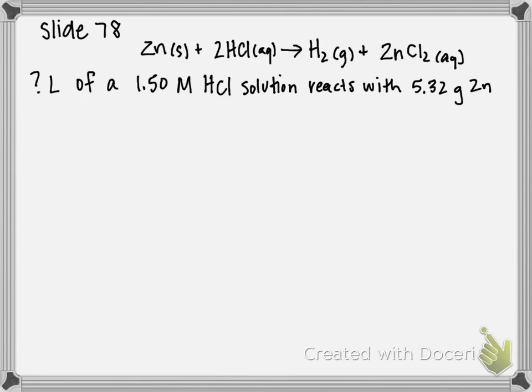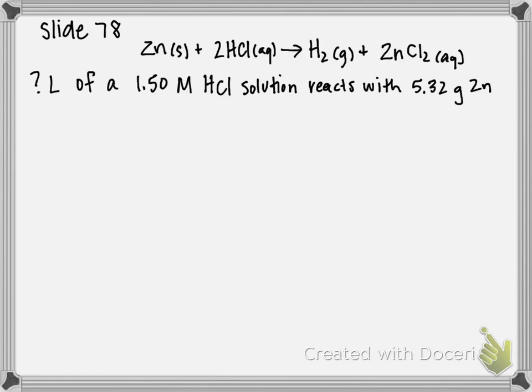So our game plan for this is to start with grams of zinc, use its molar mass to get into moles of zinc, then use the mole-mole factor provided basically in the equation that we can determine ourselves to go from moles of zinc to moles of HCl. And then finally, to use the molarity of HCl to convert moles into liters. So this is basically a three-step calculation.